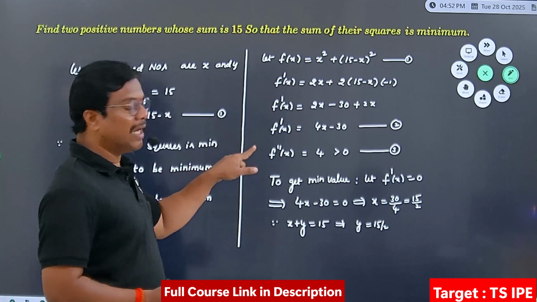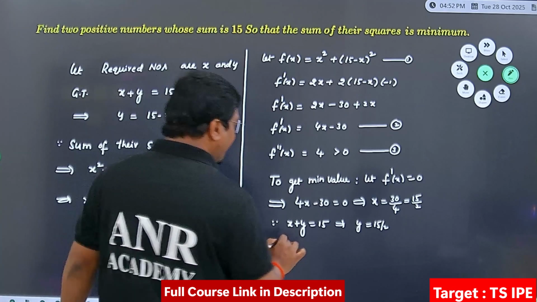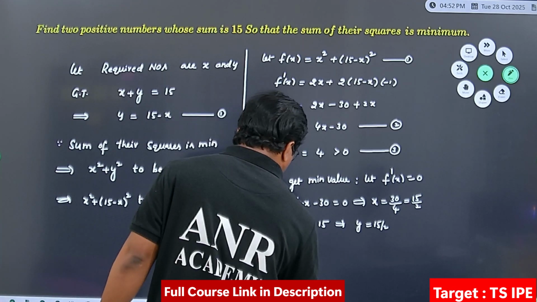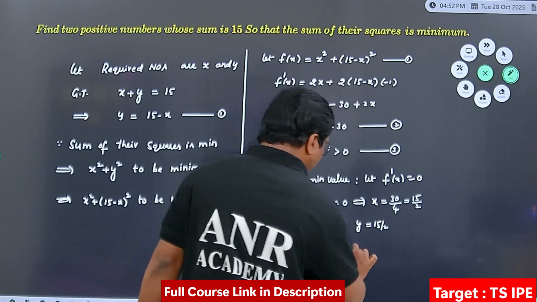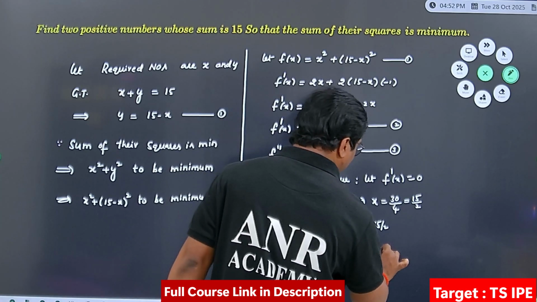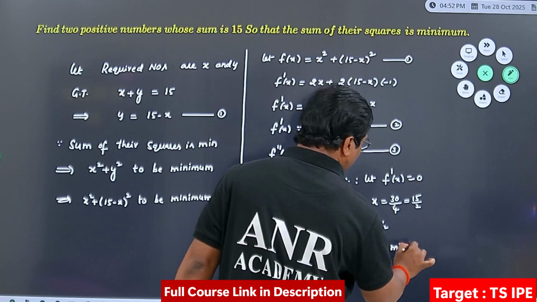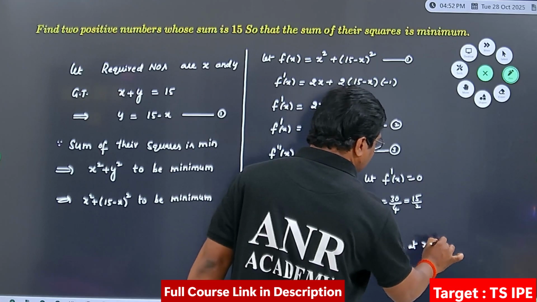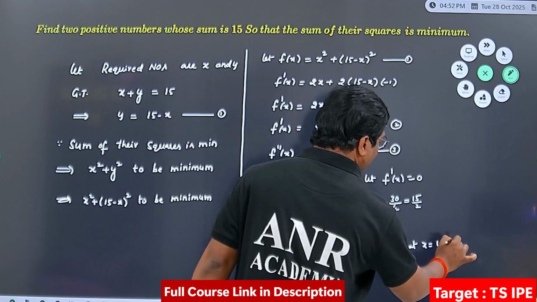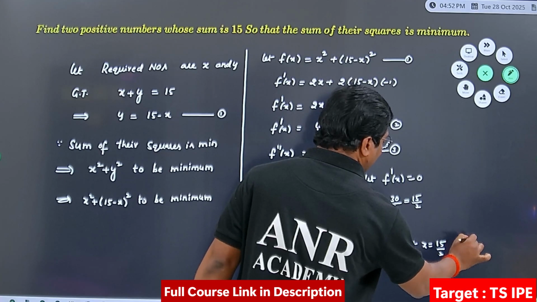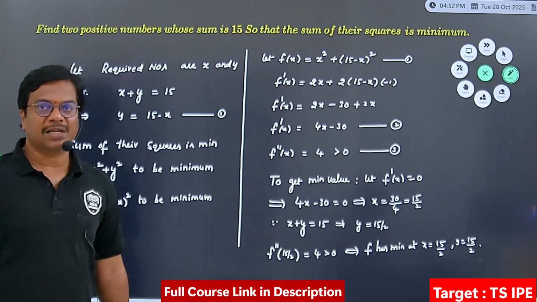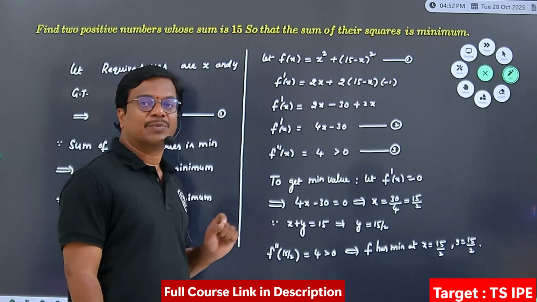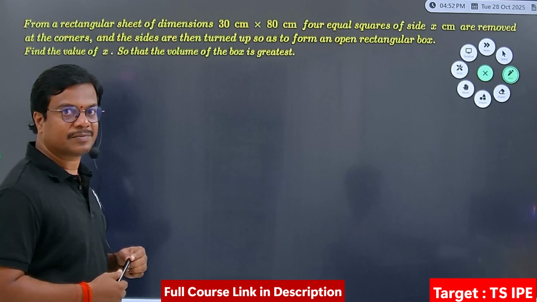And here double derivative more than 0 implies f double derivative at 15 by 2 gives the result 4 and is more than 0, implies f has minima at x value 15 by 2 comma y value also 15 by 2. This is your answer, and let us move to the next question.